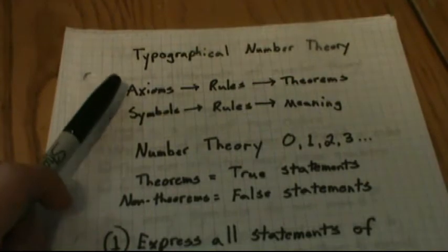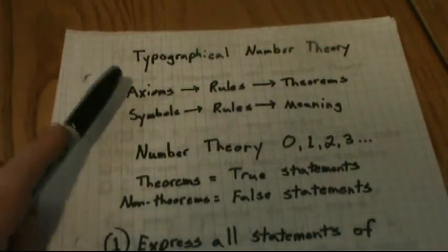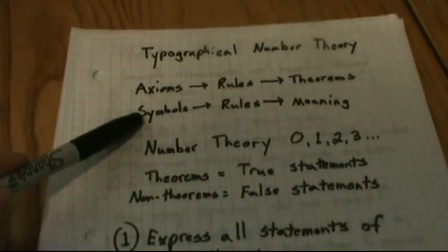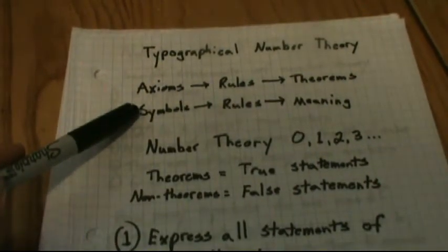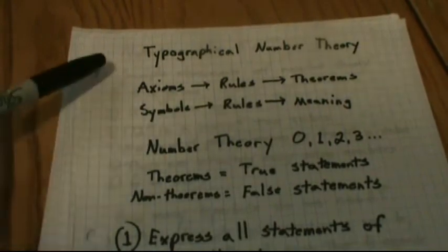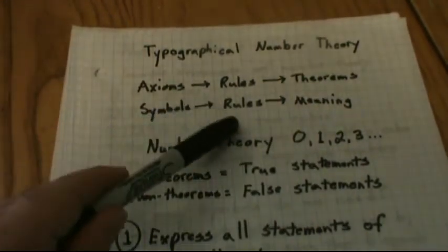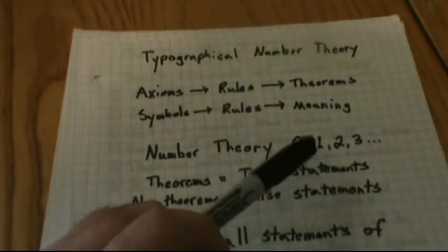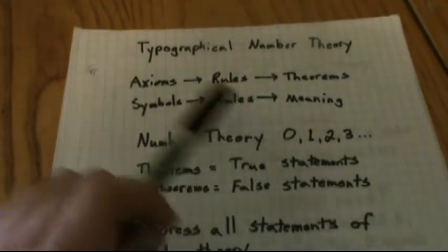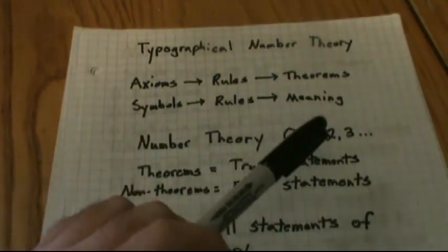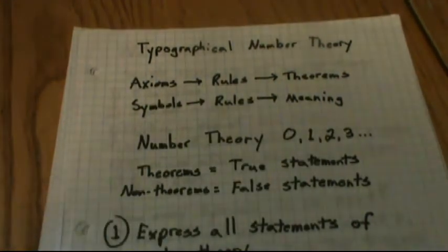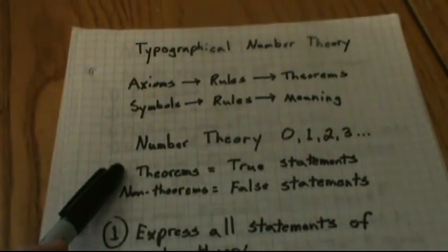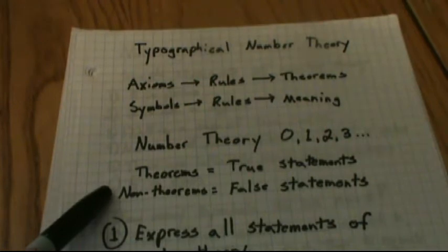Well, if you look at what we've done, in our first video all we did was take an axiom, apply rules to it, and then we got theorems. Then last time we also found that the symbols we choose to spell our axioms with, based on the rules, can actually give it a passive meaning. What we are trying to do is give passive meaning to the symbols we choose to use that will correspond to statements of number theory. And our ultimate goal would be to have the theorems be true statements and the non-theorems be false statements.